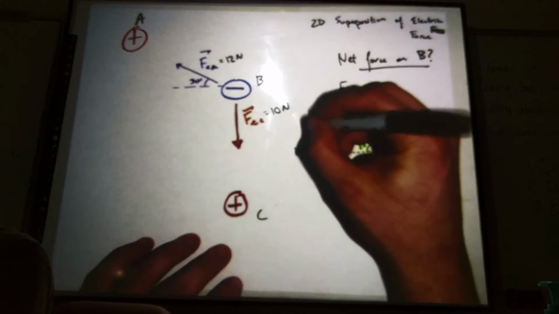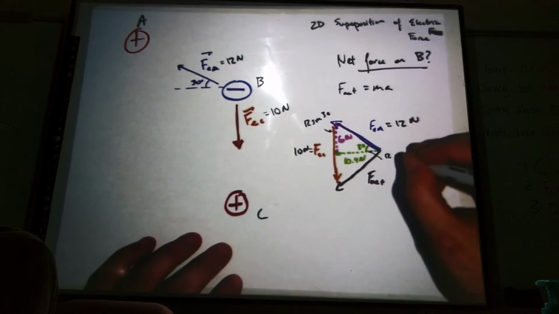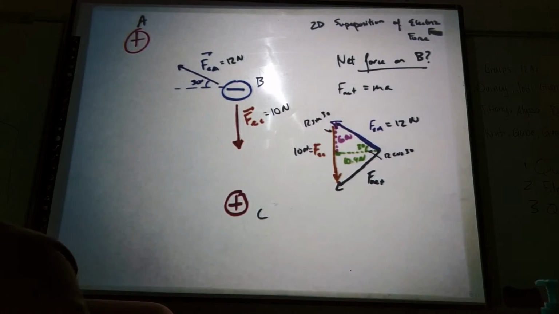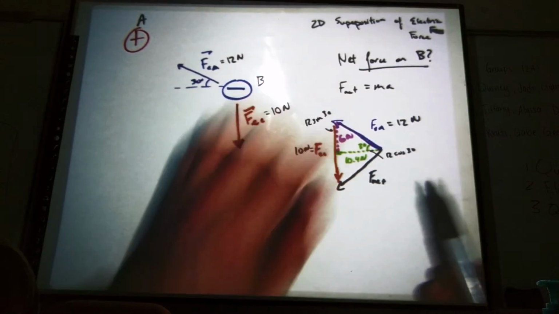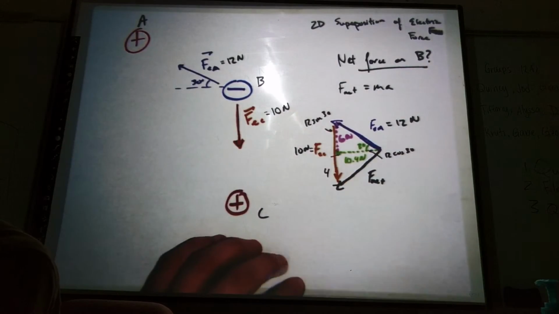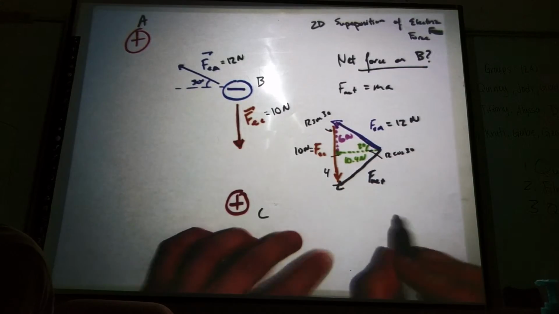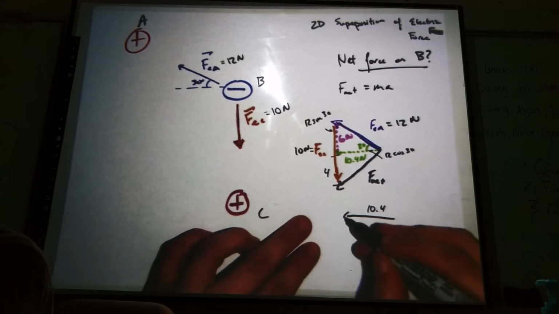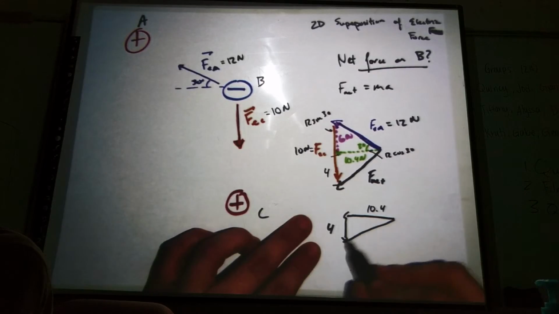So this was 12 sine 30, and that was 12 cosine 30. Which leaves me with this side here, which is 10 minus 6. So this must be 4, and that side is 10.4. So let me draw this final triangle. This is the one that I'm after to get net force. I've got this side, 10.4, down by 4 newtons, and my net force looks something like that, F net.